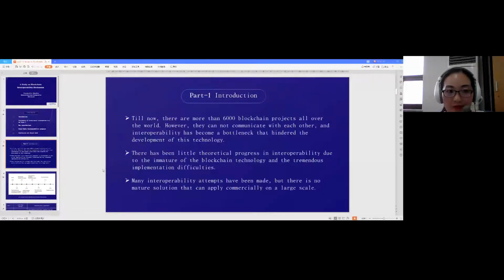Cross-chain interoperability refers to digital assets and arbitrary information being transferred and exchanged between different blockchains. Till now, there are more than 6,000 blockchain projects all over the world. However, they can't communicate with each other, and interoperability has become a bottleneck that hinders the development of this technology. There has been very little theoretical progress in interoperability due to the immaturity of blockchain technology itself and the tremendous implementation difficulties. Although many interoperability attempts have been made, there's no major solution that can be applied commercially on a large scale.